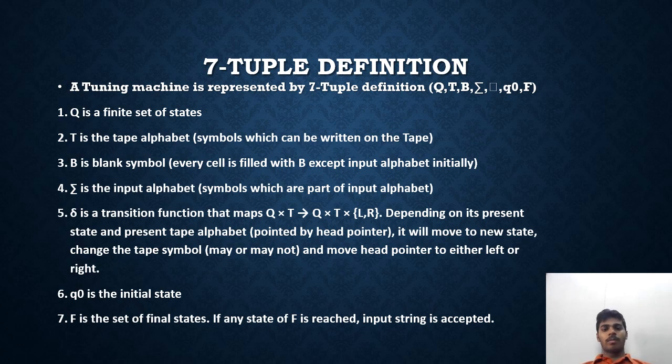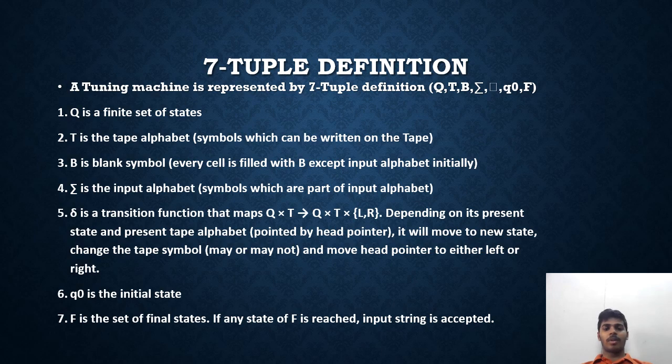This is the main topic in the Turing machine concept. The seven tuple definition. A Turing machine is represented by a seven tuple: Q, T, B, sigma, q naught, and F. Q naught, we know, is the initial state of the Turing machine, and capital F is the final state, and capital Q is the finite set of states, whatever states are involved in the Turing machine, defined in the capital Q set.